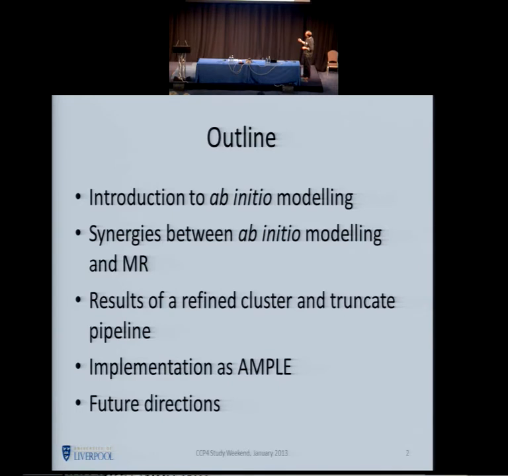The results of a pipeline that we've just really finished and published, which is now available to you in CCP4 as a program called AMPLE. And then as we've been going through the project, there have been a few ramifications, further directions that have really opened up to us. And I'll try and describe briefly some preliminary data that we have showing some promise in some unexpected angles, really.